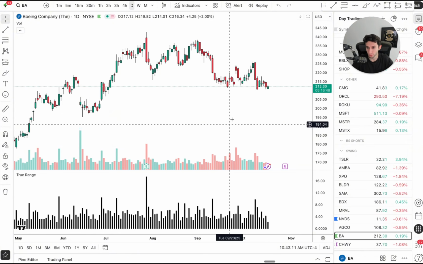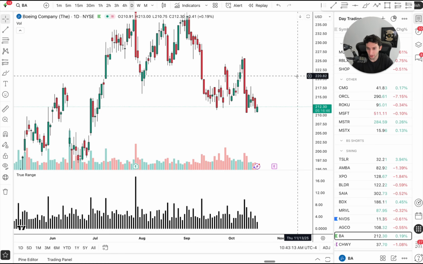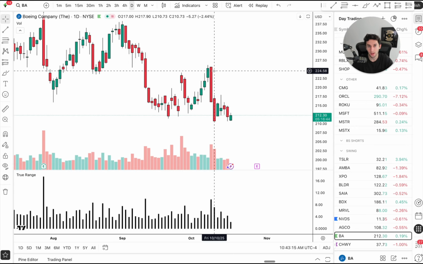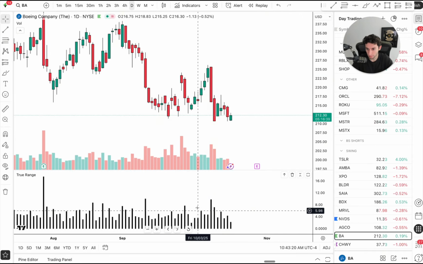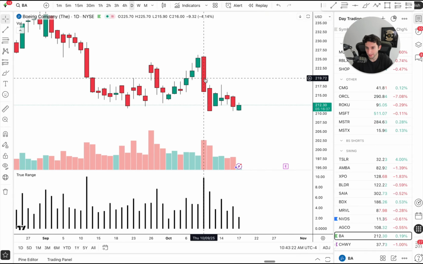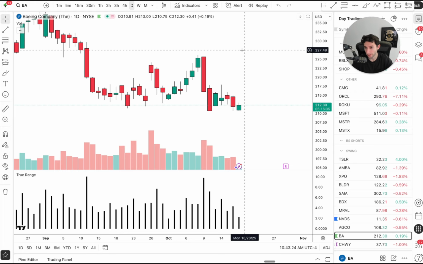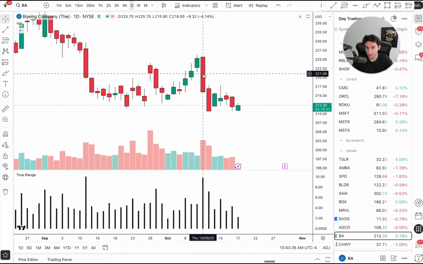Now, the cool thing about true range, and basically all it does is take the high and the low of a candle and take the difference. And that's exactly what's going to plot here, right? So if we go ahead and look at this day, and we're on a daily chart right now on Boeing. If you look at this day, you can see the high, if you look all the way here at the top, the high was 225.70 and the low was 215.9. So it's about a 10-point range, right?